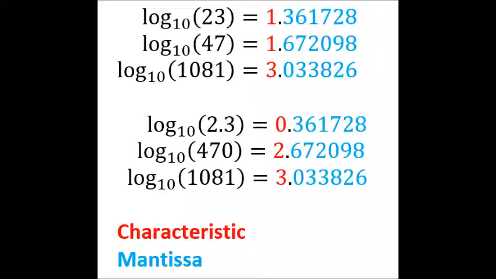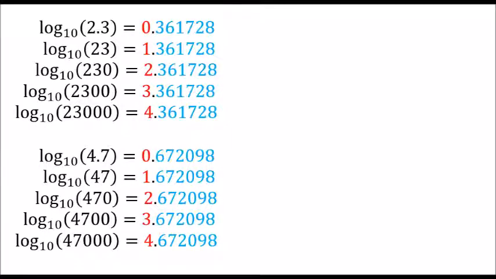From last time, we observed these patterns. For better clarity, I have extended the table of numbers. Notice as we shift the decimal from 2.3 to 23 to 230 and so on, there is no change in the mantissa, the blue digits to the right of the decimal. The only change is the characteristic, seen in red, which increments by an integer each time. The same thing can be said for 4.7, 47, and so on. This means we don't have to recompute the logarithm each time. We can adjust the characteristic and leave the mantissa alone.